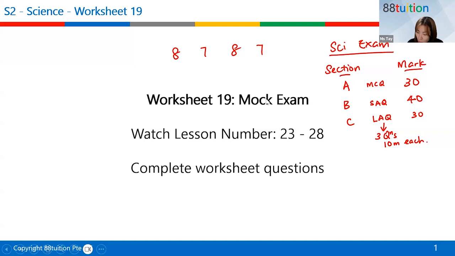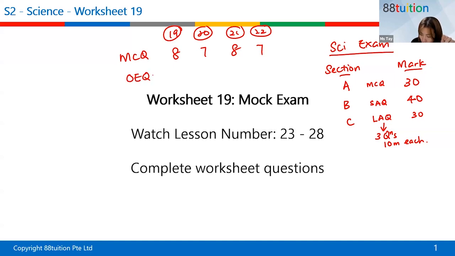Okay? So this will be MCQ for the 4 weeks. Tutorial 19, 20, 21, 22. All right. Then the open-ended will consist of both SAQ and LAQ. So I think today is just SAQ. All right. And then the later part over here, you have LAQ.